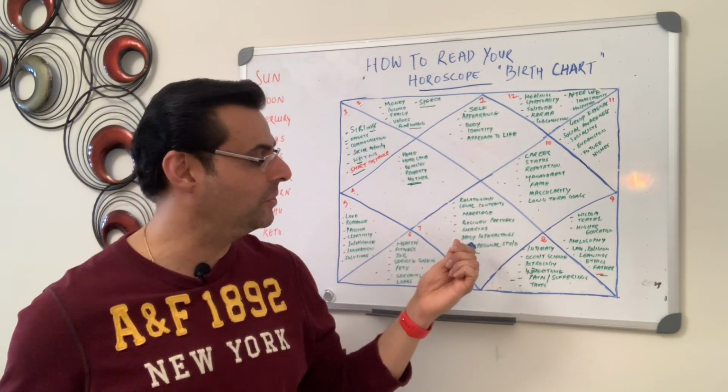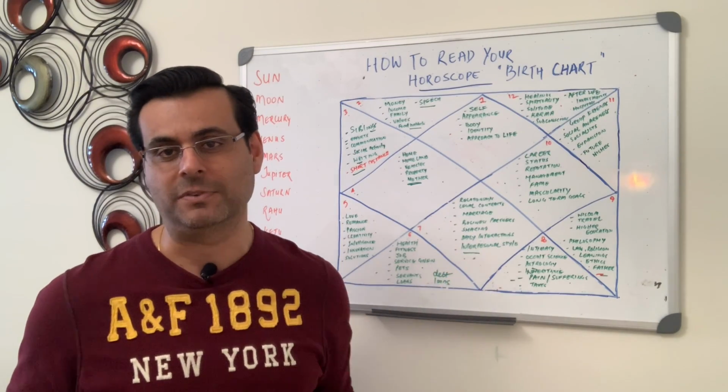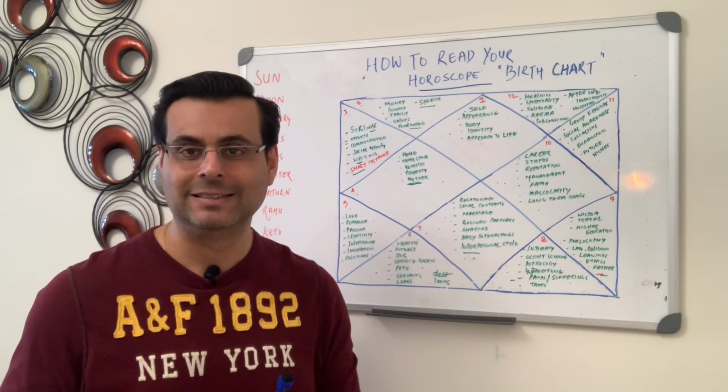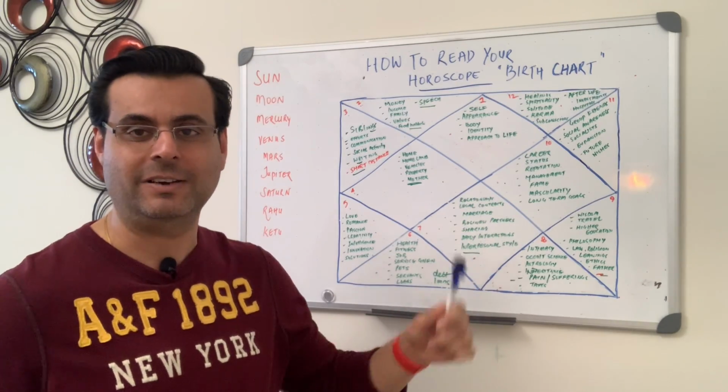If you have moon in your 7th house, your spouse is beautiful. Your spouse is soft. Your spouse is sensual. Very important. See, this is how astrology works.